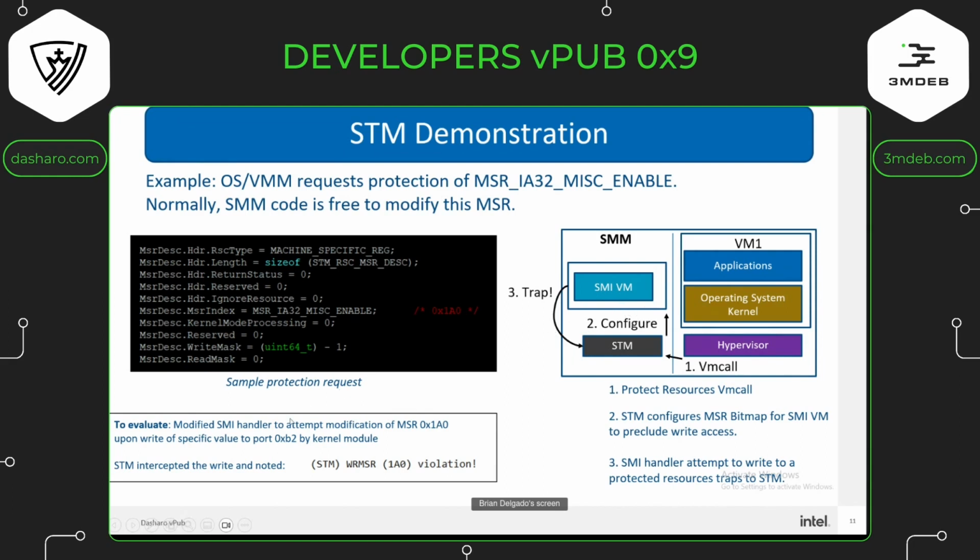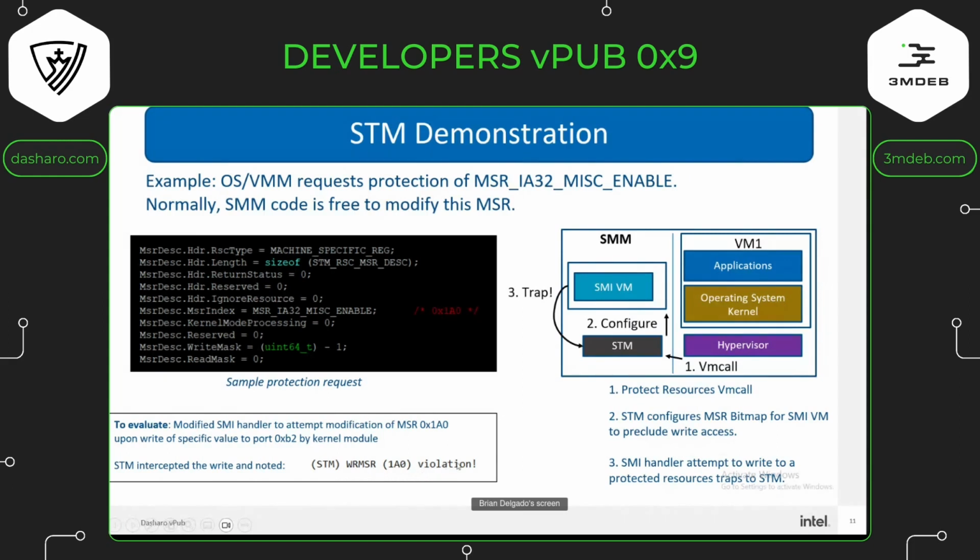To test that out, I made a small change to the coreboot SMI handler, where if I write a specific value to port B2 from a kernel module, this additional code I added would then go and try to write values to this MSR. If this capability worked, we would see this message, which is what I saw. This is an example from the STM serial log of it capturing and trapping on that access.